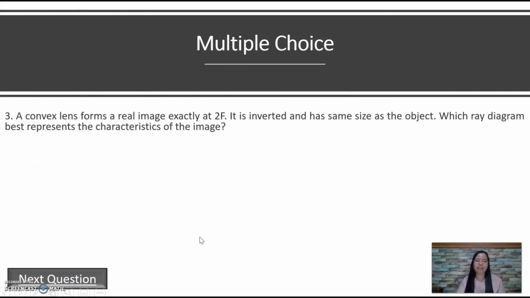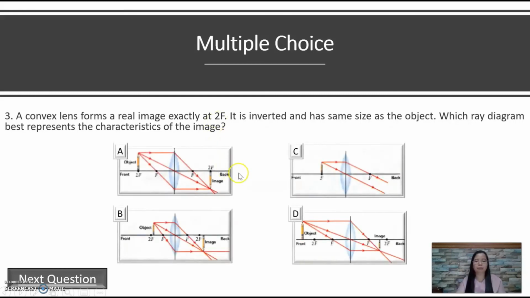A convex lens forms a real image exactly at 2F. It is inverted and has the same size as the object. Which ray diagram best represents the characteristics of the image? Let's show the 4 ray diagrams. So which one represents the characteristics of the image as stated in the question? 5 seconds starts now.